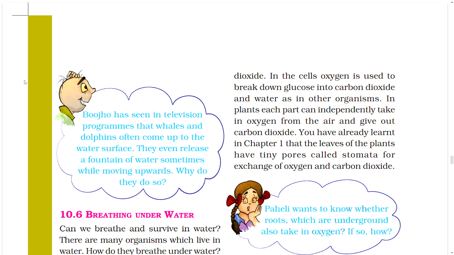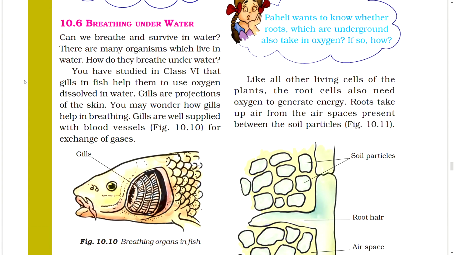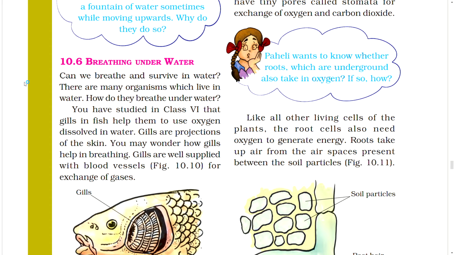You have already learned in chapter 1 that the leaves of the plants have tiny pores called stomata for exchange of oxygen and carbon dioxide. Paheli wants to know whether roots which are underground also take in oxygen. If so, how? Like all other living cells of the plants, the root cells also need oxygen to generate energy. Roots take up air from the air spaces present between the soil particles.